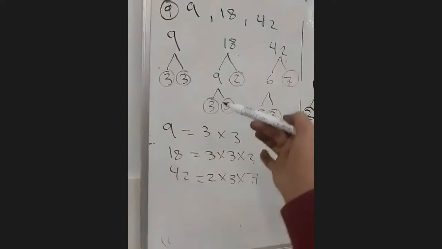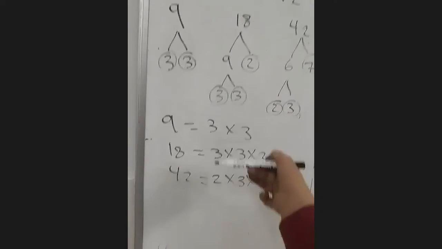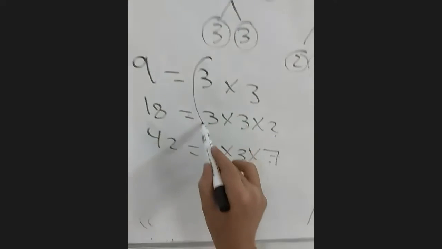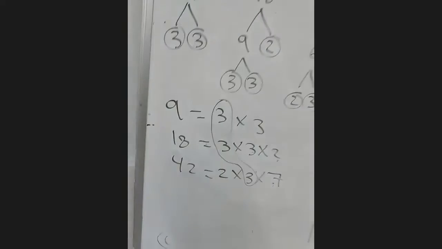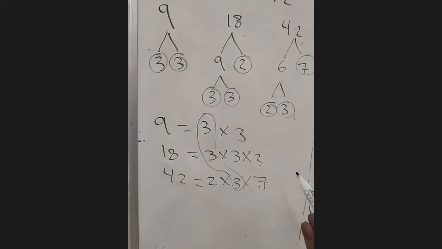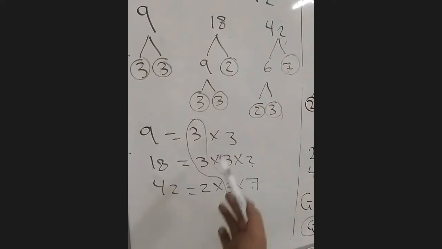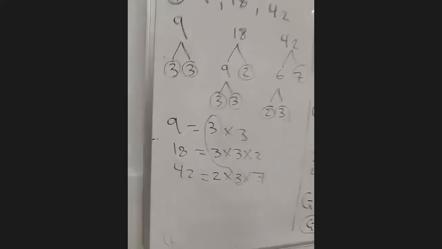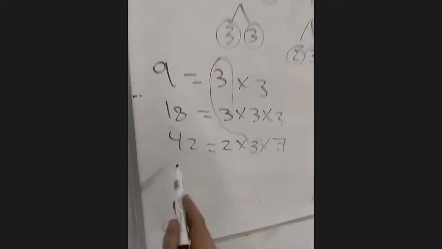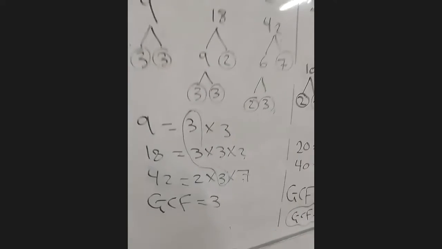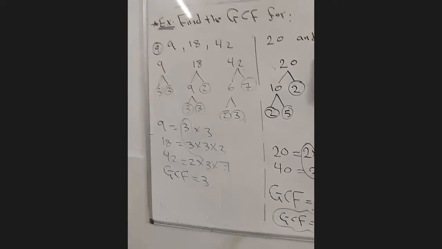Now the common must be on the 3 numbers, guys. So we have 3, circle. Look, it's easy. We have 2 here and here, but here no 2. So we have only one common factor. So the GCF equals only 3. This is question 9, guys.